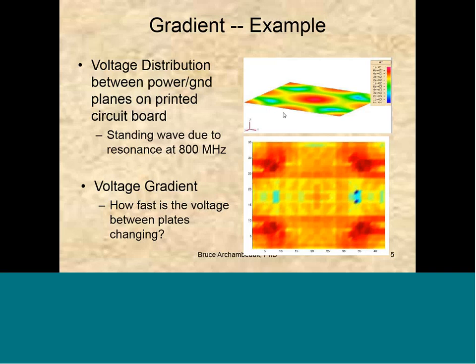At, in this case, 800 megahertz, which would be very bad if your clock frequency was 800 megahertz or some harmonic of that. And so taking a derivative of how fast the voltage is changing with respect to position can be a very useful thing, for example.